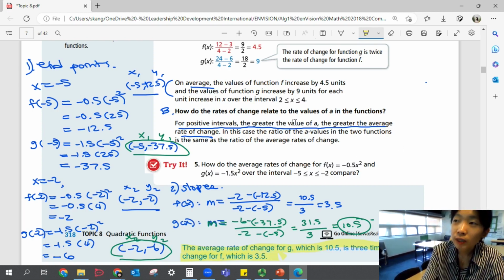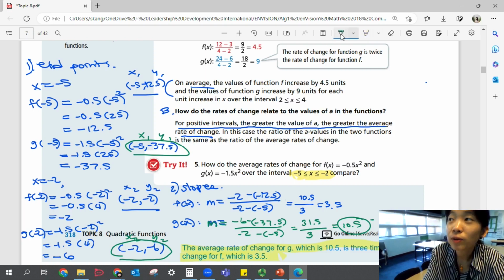Okay, so make sure when they ask you to compare the average rates of change, you figure out over the interval, you figure out the endpoints using the interval. Okay, these are the endpoints. We're only looking at these intervals. And then you figure out the slopes for each function, and that would be your average rate of change for each function. And then you compare those numbers, okay?